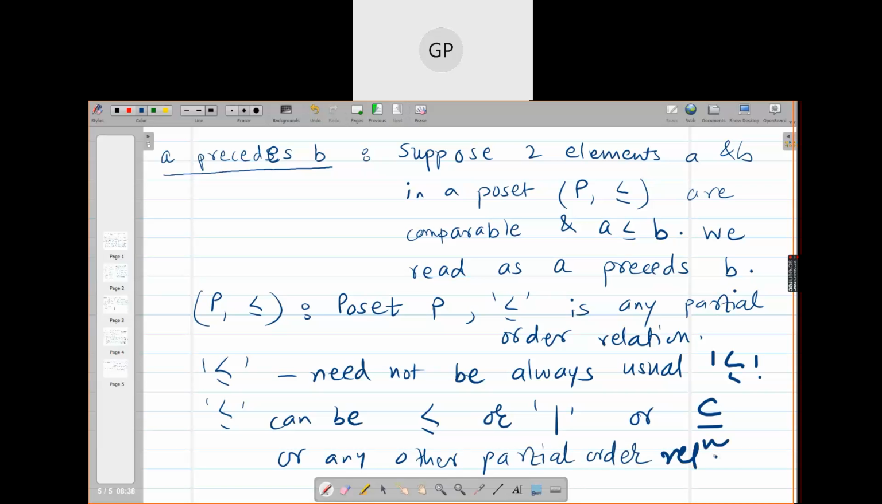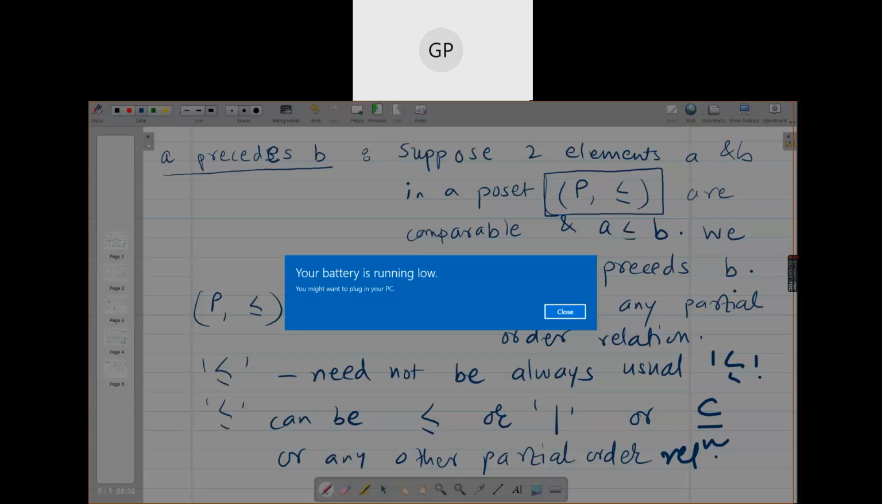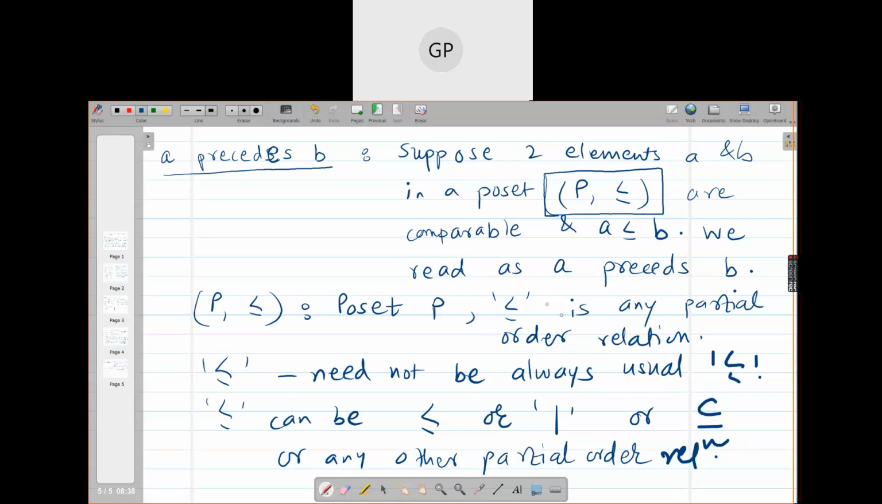आप लोग नींद से जगे हो क्या गर्ल्स? Yes, ma'am. हाँ, सो ये नोटेशन है, हम यूज करने वाले हैं ये नोटेशन. P less equal is the notation for poset henceforth. So less equal could be any partial order relation. It is not necessarily less equal itself. Let me just put my laptop on charging, please. Wait.